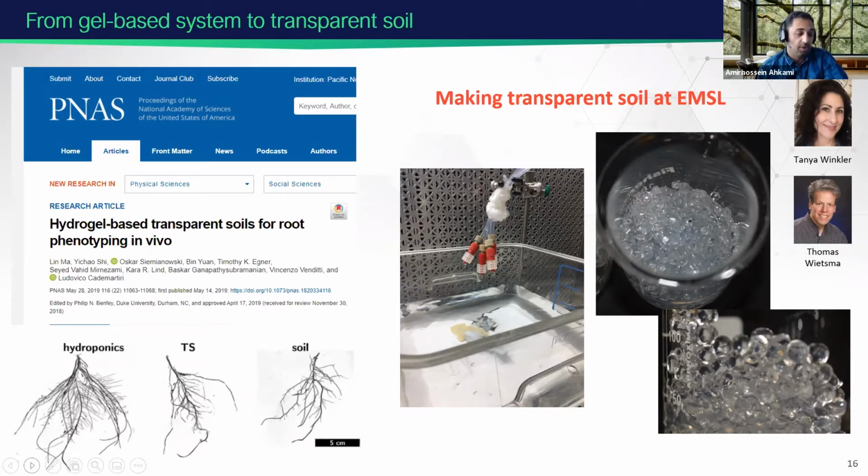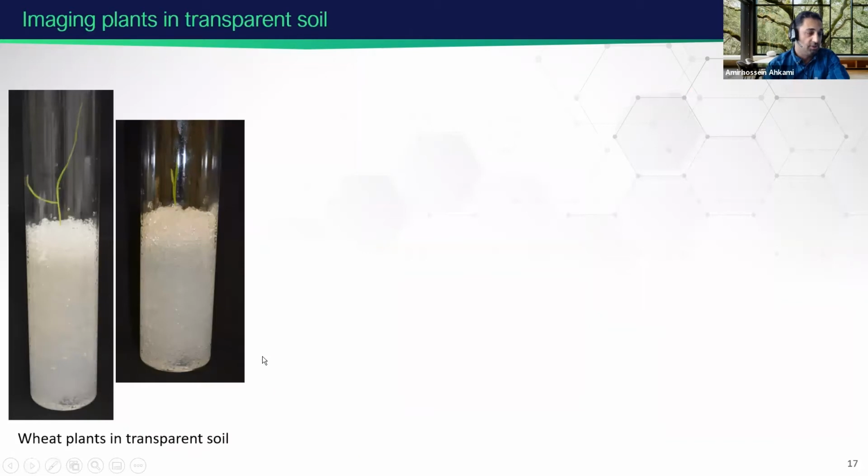So briefly, hydrogel beads are produced by dropping a solution of gellan gum and alginate into a stirred solution of magnesium chloride. And then we tried to use this transparent soil with NARI for automated root imaging. Next slide, please. As you see here, we grow some test plants in the transparent soil.